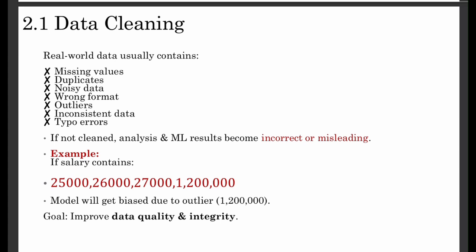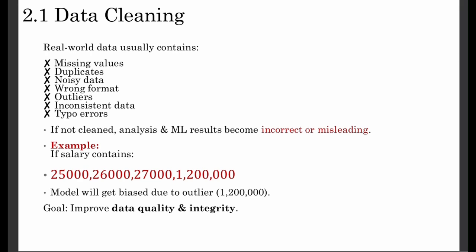Here's a concrete example from this slide. If a salary column contains values like 25,000, 26,000, 27,000, and then suddenly 1 crore 20 lakhs, then the last value is likely an entry error or an outlier. If you feed this into a machine learning model without addressing it, the model will be severely biased towards the extreme value. The goal of data cleaning is to improve data quality and integrity.